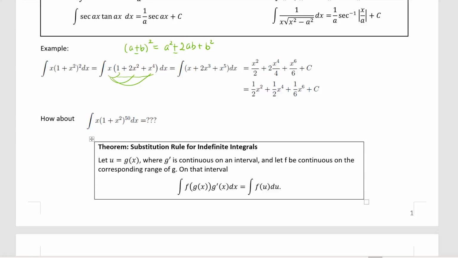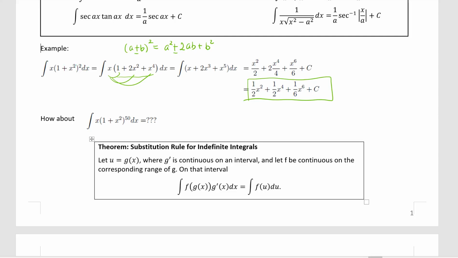Then we can integrate each term. The integral of x is x squared over 2: we add 1 to the exponent and divide by the new exponent, which is 2. Plus 2, so the constant multiple 2 stays here, and then x to the 3 plus 1 is 4, divided by 4. Plus x to the 5 plus 1 is 6, and then over 6, plus c. We simplify it, and this is the answer we get. So this is what we do when we have a square.